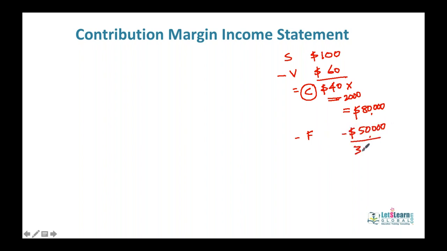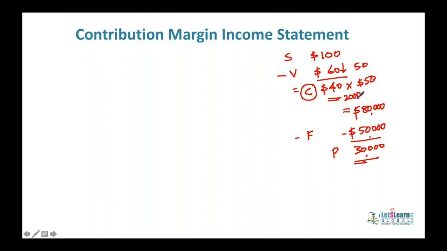$50,000. So his profit is going to be $30,000. If you control this cost from 60 to, say for example, 50, the selling price will remain the same. Your variable cost decreased by $10. Your contribution per unit will increase to $50 now, from $40, because you control your variable cost.